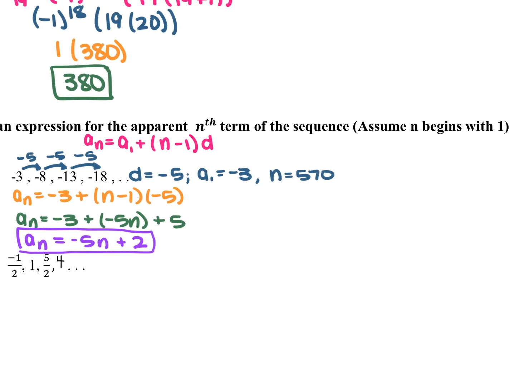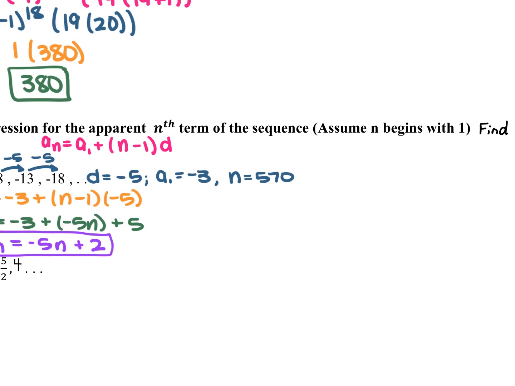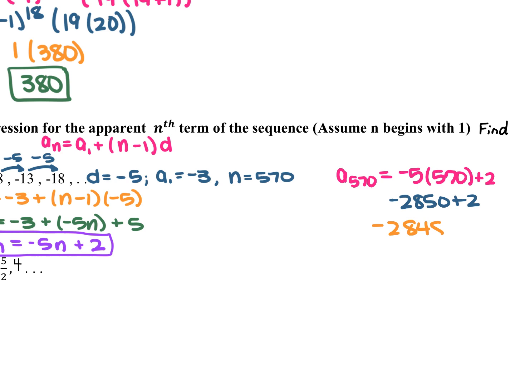If we are to find the 570th term, you're going to have a sub 570 is equal to negative 5 times 570 plus 2. Your negative 5 times 570 is negative 2,850, plus 2 gives you a negative 2,848.